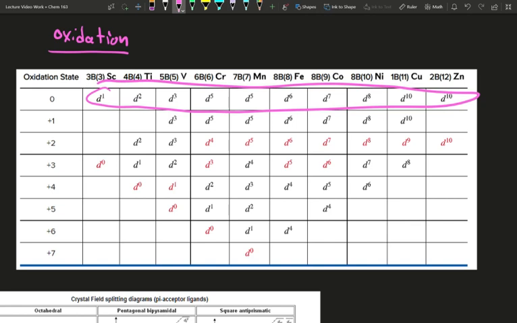You can have the pure metal. Some of these are rather difficult to obtain that way. It can take some work to isolate it, but all of these are metals that we can obtain. However, once you want to start losing electrons, not every form of it is stable.